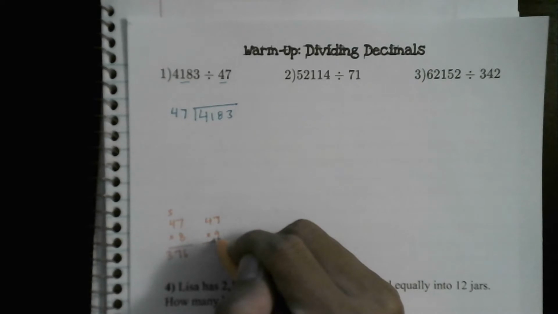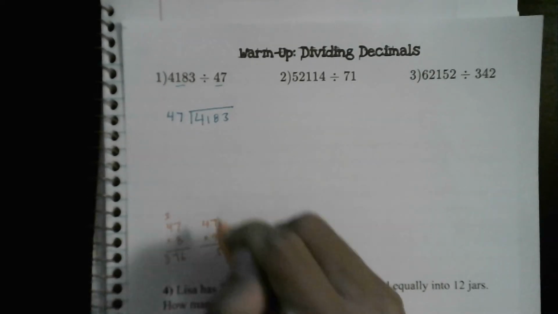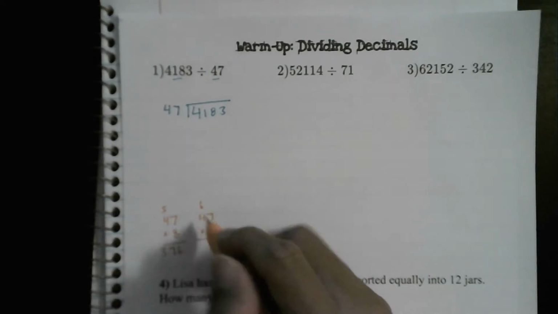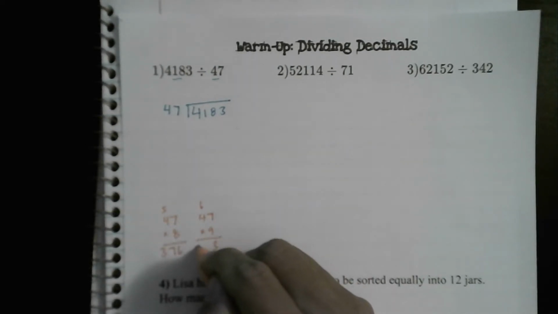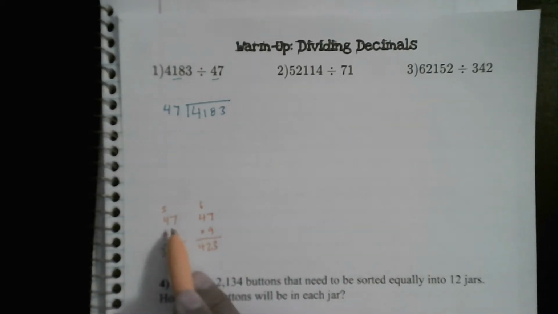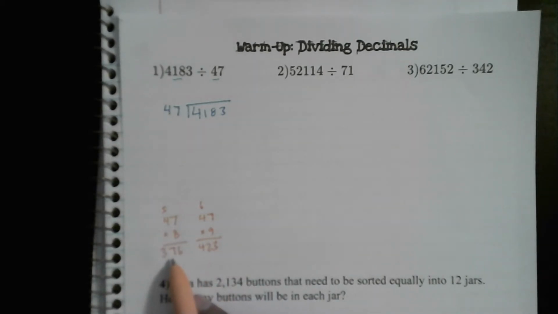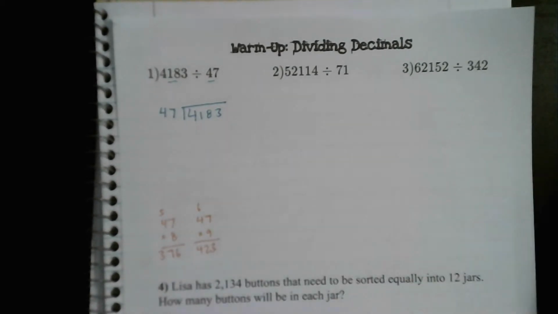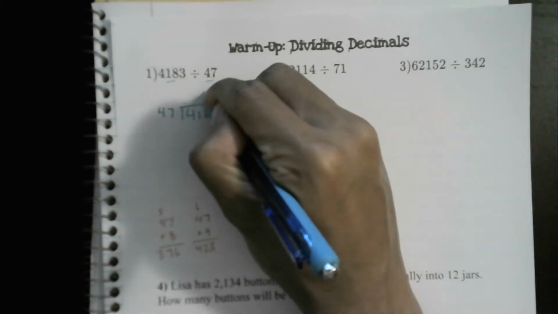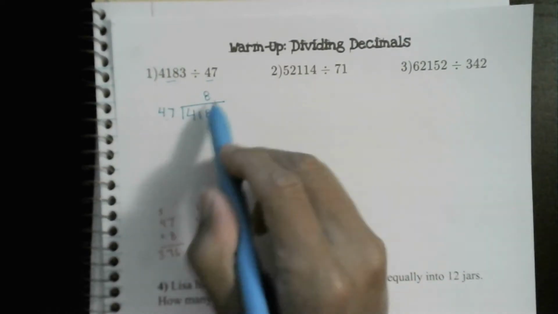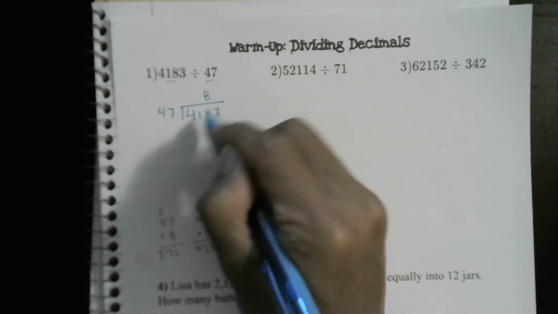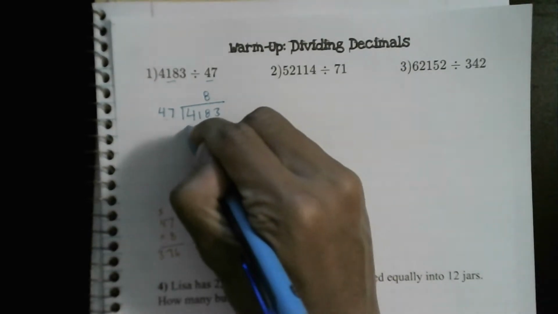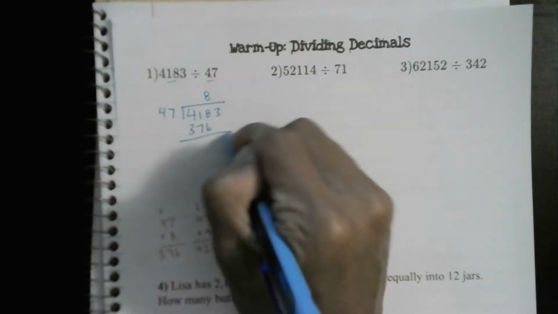9 times 7, that's 45, 54, 63. And 9 times 4, 9, 18, 27, 36, plus 6 is 42. So 47 times 8 is 376. 47 times 9 is 423, which is too much. So it goes in 8 times. And 47 times 8, you don't have to remultiply that because it's down there already. It's 376. But you do have to subtract this.